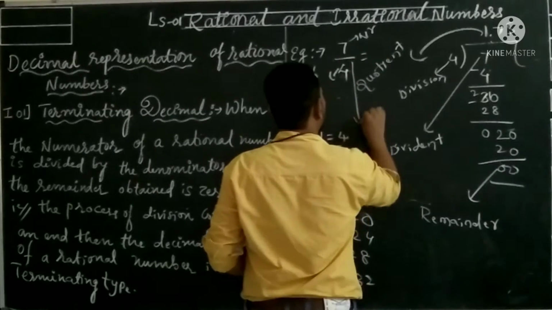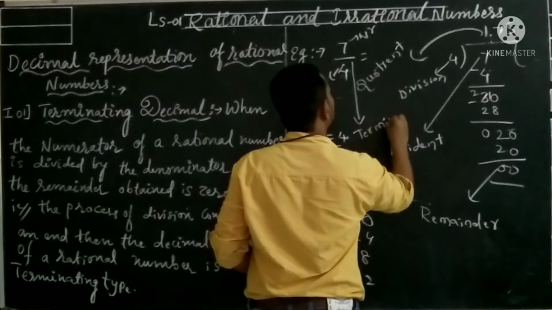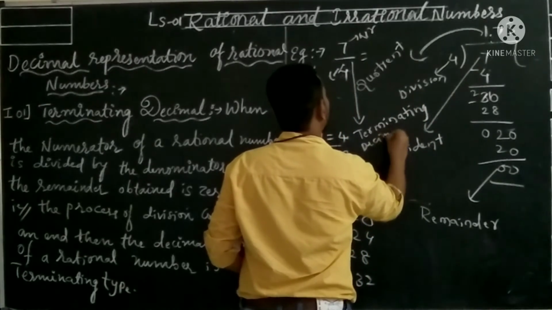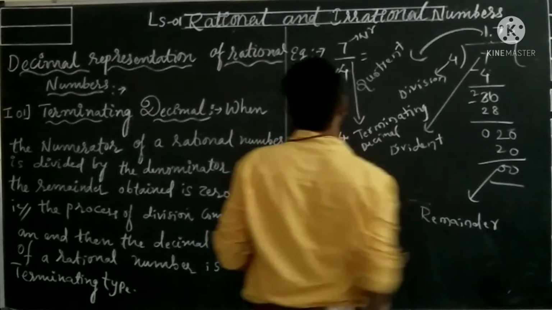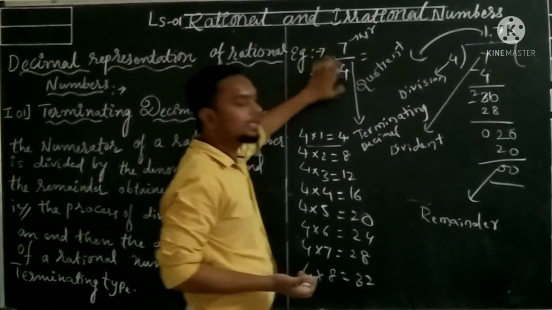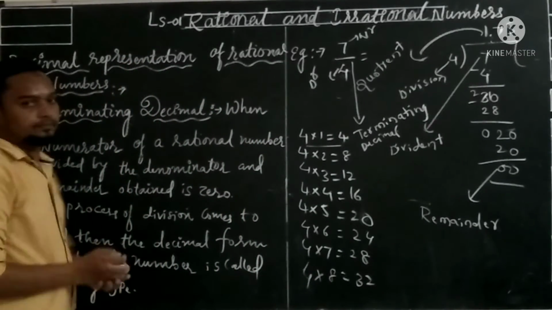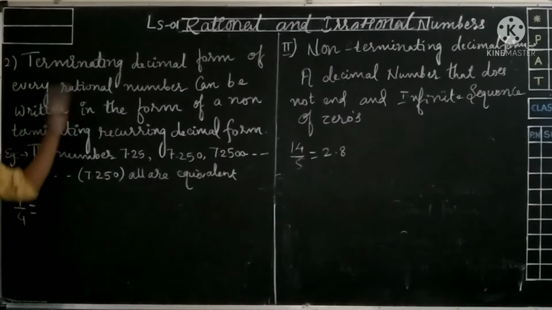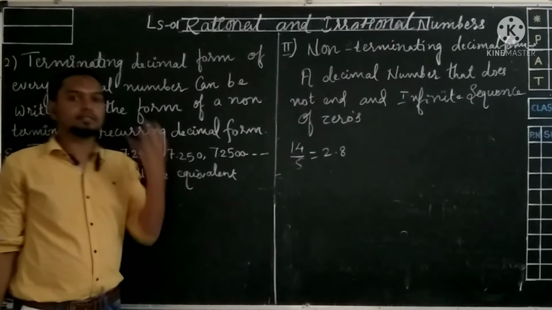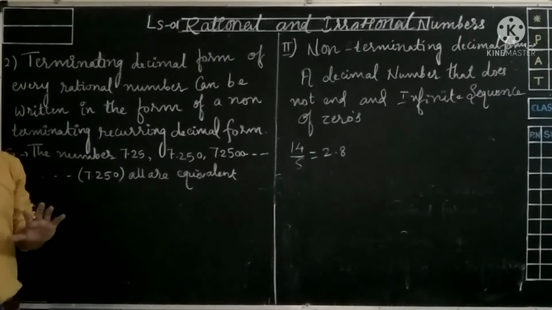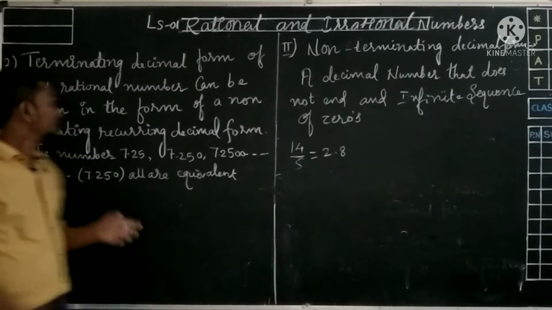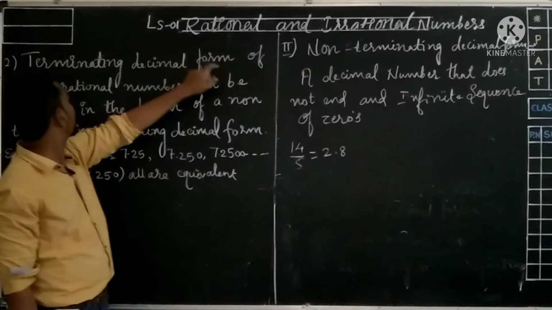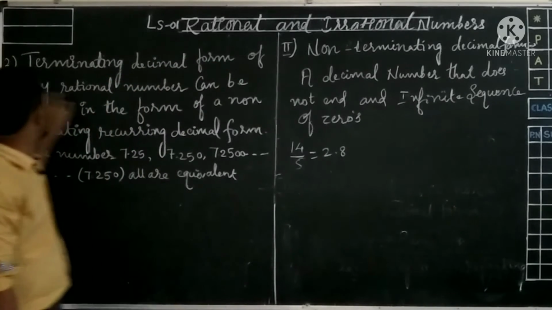The rational number 7 upon 4 is a terminating decimal. Terminating decimal form means the remainder becomes 0. Any rational number whose remainder becomes 0 is considered to be in terminating decimal form.